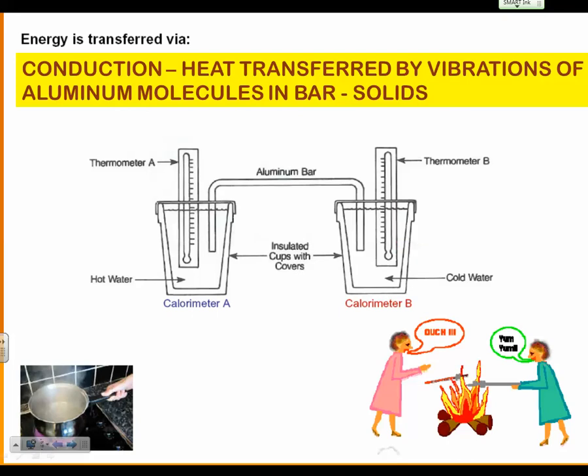Conduction: heat transferred by vibrations of the aluminum molecules in the bar. And this is like that lab we're going to do. The hot water is heating up that aluminum bar, and it's transferring its energy to the cold cup. And that solid bar is what's doing it.